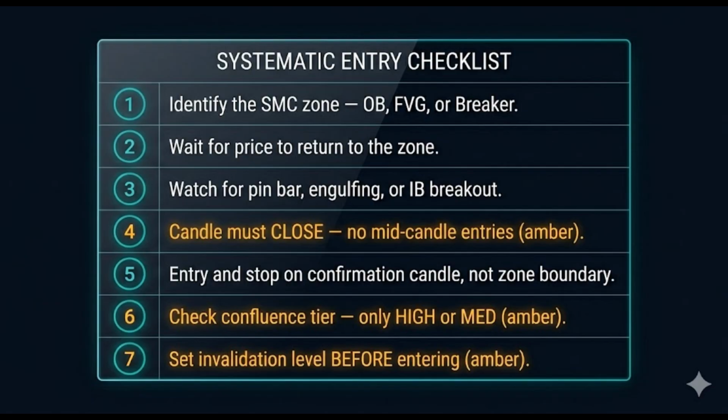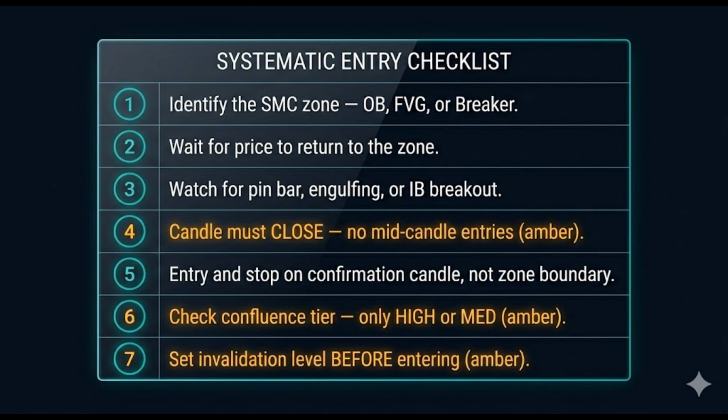The 7-step confirmation checklist. Use this before every entry. 1. Identify the SMC zone, OB, FVG, or breaker. 2. Wait for price to return to the zone. 3. Watch for a pin bar, engulfing candle, or inside bar breakout. 4. The candle must close before you enter. This is non-negotiable. 5. Your entry and your stop go on the confirmation candle, not on the zone boundary.